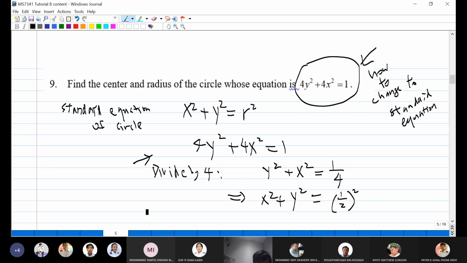So the center, as always, is 0, 0. Radius is half. Okay, r equals half now. Anytime you don't understand this one, let me know, right? R equals half. So this is question 9. Straightforward question. How do you solve this question for a circle?